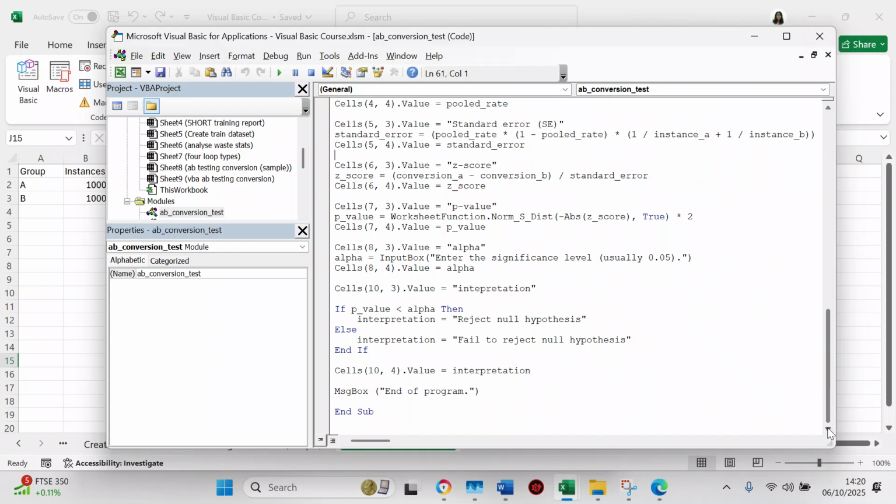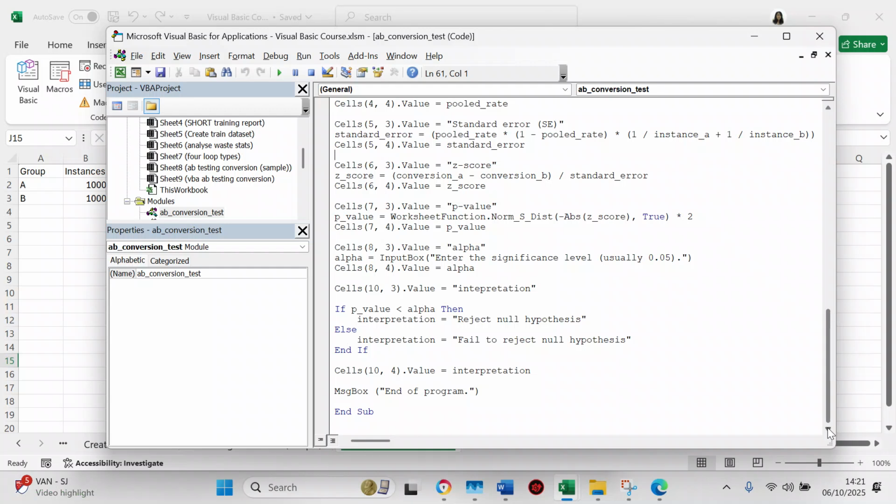Cell 6,3 .Value = z-score. Z-score equals conversion A minus conversion B divided by standard error. Cell 6,4 .Value = z-score. Cell 7,3 .Value = p-value. P-value equals WorksheetFunction.Norm.S.Dist(-Abs(z-score), True) times 2, and cell 7,4 .Value = p-value.